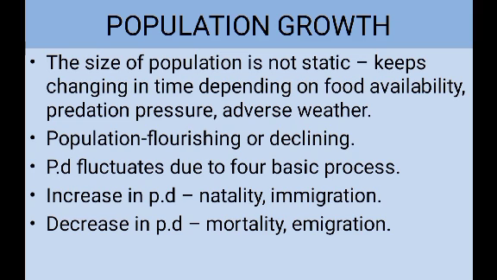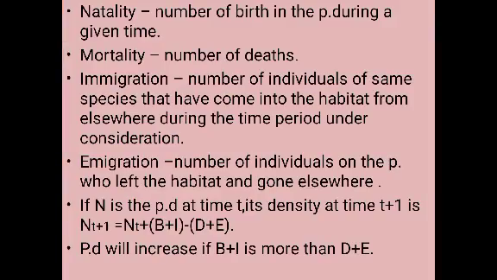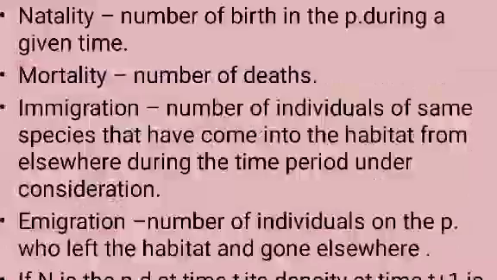So what are the four basic processes? They are natality, mortality, immigration and emigration. Natality and immigration can lead to an increase in population density, and mortality and emigration can lead to a decrease in population density. Okay. Now, what is natality?